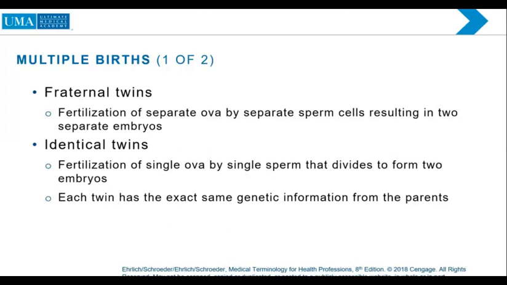You also have terms that refer to multiple births. For fraternal twins, that is the fertilization of separate ova by separate sperm cells resulting in 2 separate embryos. And then you have identical twins. This is fertilization of a single ovum by a single sperm that divides to form 2 embryos. Each twin has the exact same genetic information from the parents.